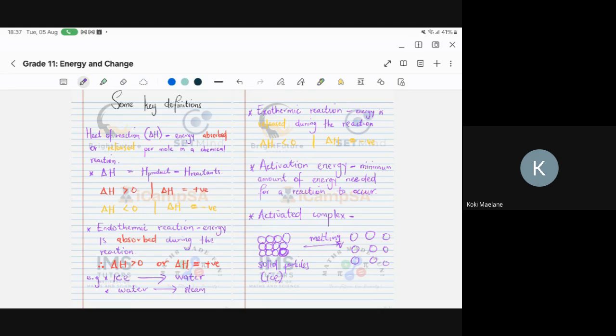Right. So what happens now is when the bonds are breaking up, that state they achieve during the breaking up is called the activated complex. It's that unstable point where these molecules or particles are breaking their bonds so that they can form new products.